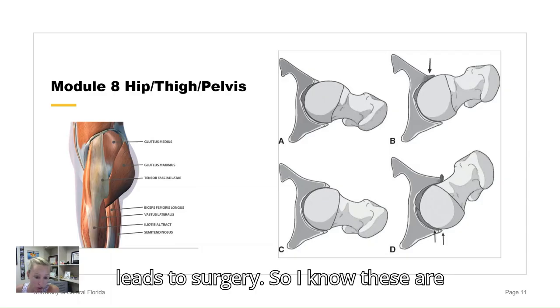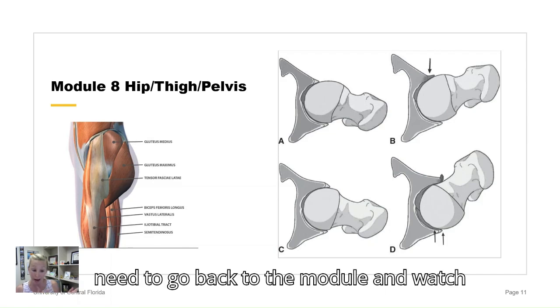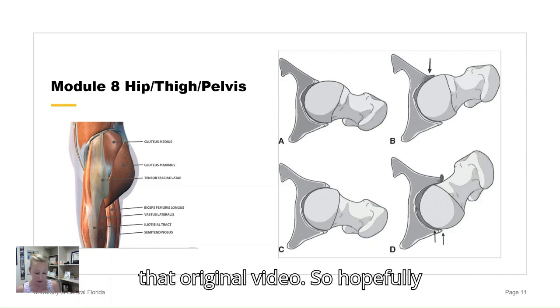So I know these are quick explanations, so if it's not quite clicking with you, that is a signal you need to go back to the module and watch that original video.